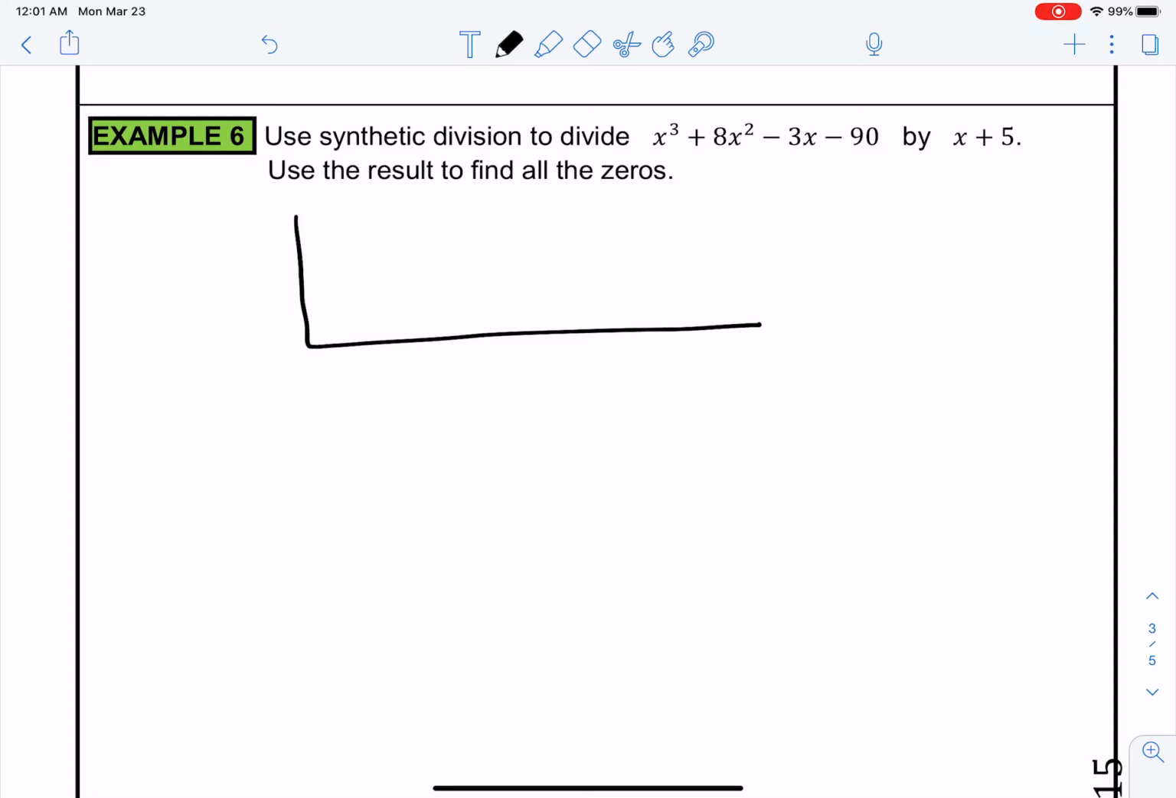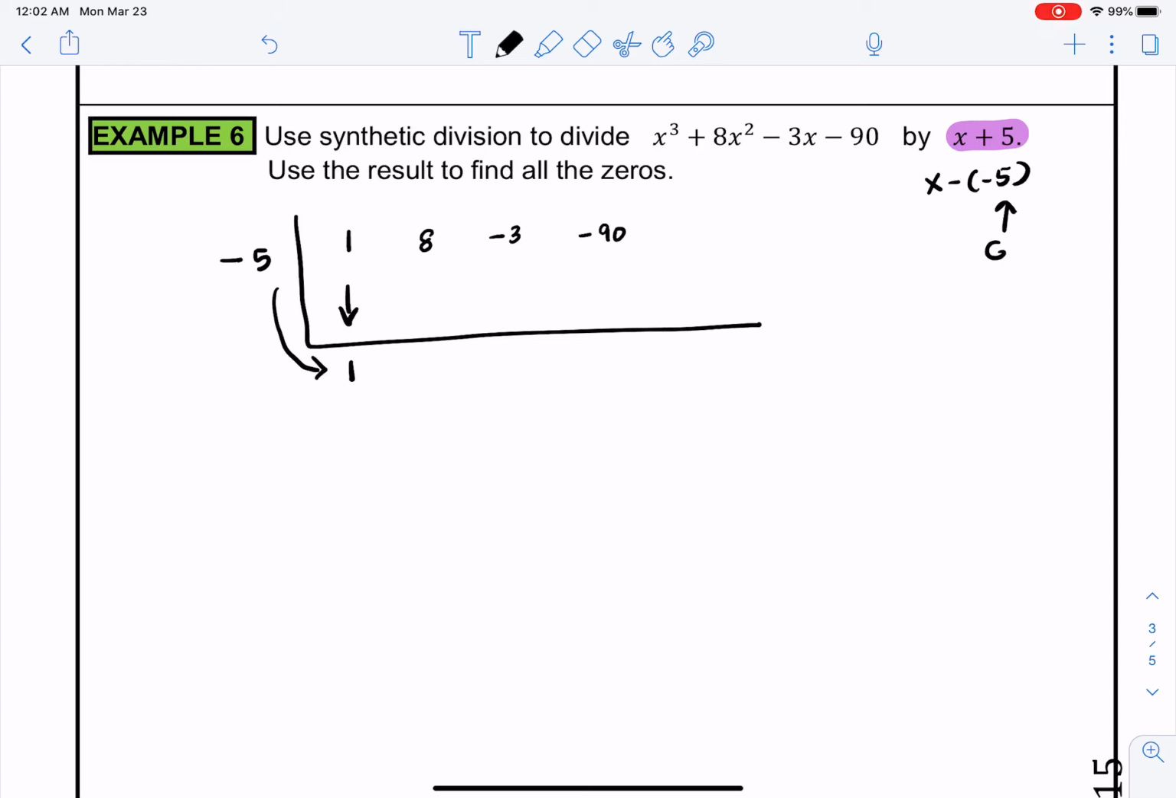Let's write down the coefficients. X cubed has a coefficient of 1, x squared has 8, x has negative 3, and the last term is negative 90. And we are dividing it by x plus 5, which would imply x minus of minus 5. So c has to be, sorry, negative 5. So negative 5 goes up there. Bring that 1 down.